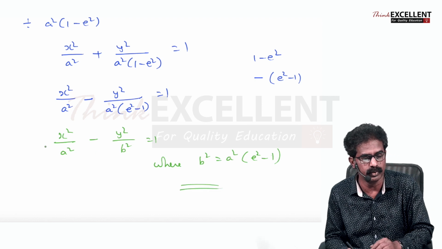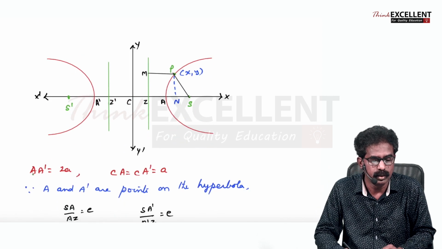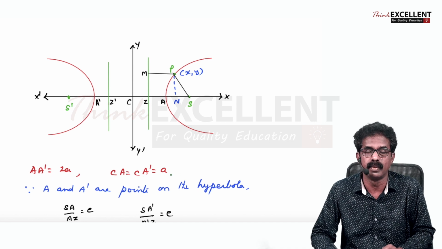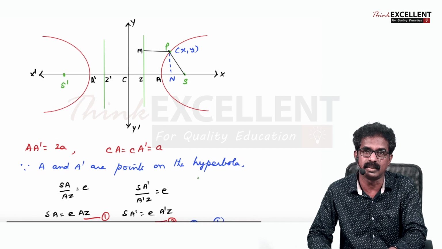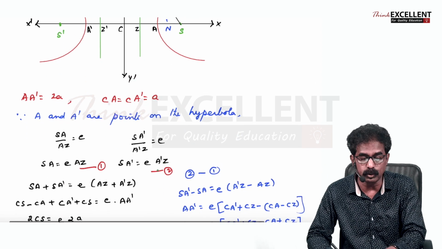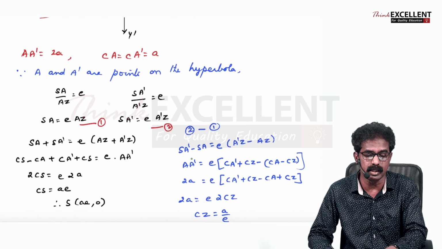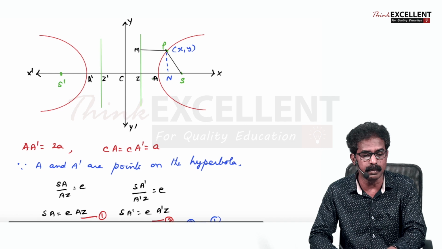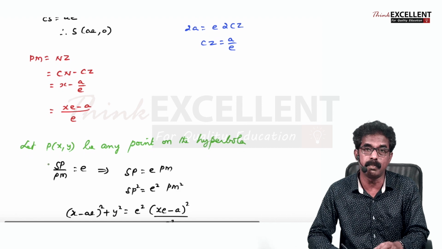Okay, so hope you understood the proof. Let me explain one more time, please listen. This is the diagram. AA dash is equal to 2A, CA and CA dash each equal to A. Now two points on the hyperbola, what are the two points? A and A dash. So SA by AZ is E, SA dash by A dash Z is E. So you get two equations. Adding them, you get one result, from which you get the focus. Subtract them, greater minus smaller, you get CZ is equal to A by E. Then PM, we find separately, right? PM is the same as NZ, and that is X minus AE. Then you take P as any point on the hyperbola.